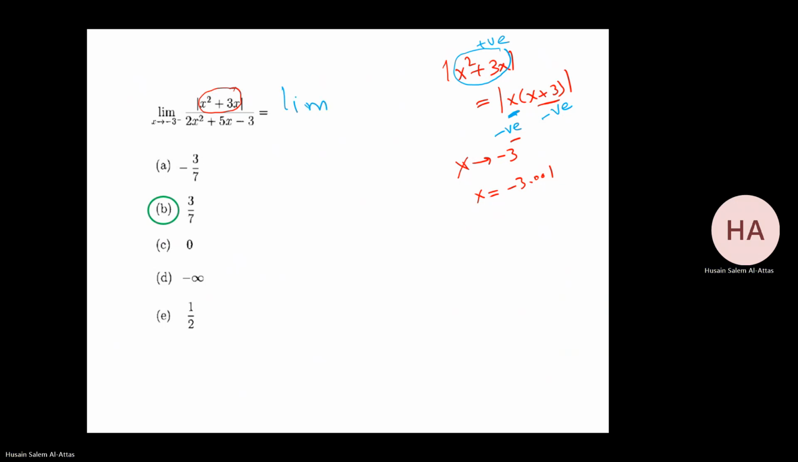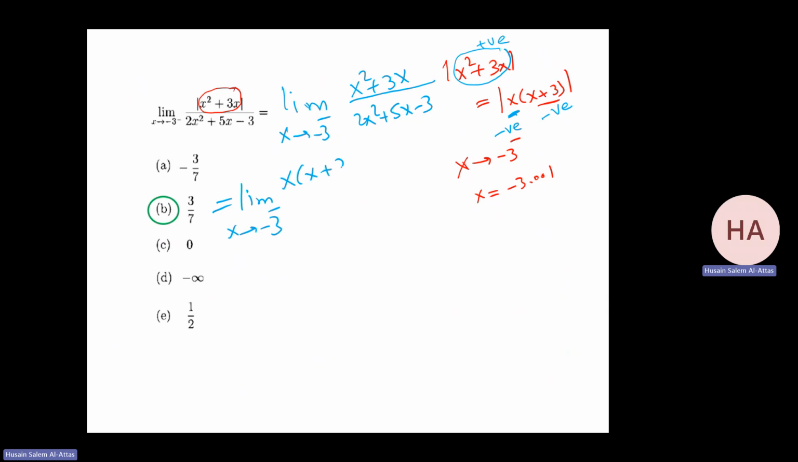Limit as x goes to minus 3 from the left. I take it as is. x squared plus 3x over 2x squared plus 5x minus 3. Now I do the factoring and then I do the cancellation. Minus 3 from the left. You have x plus 3 over 2x minus 1, x plus 3. 6x minus x, 5x, 2x squared minus 3. Correct. Now cancel this, substitute, you get minus 3 over minus 1 minus 7. So the answer is 3 over 7, which is this.